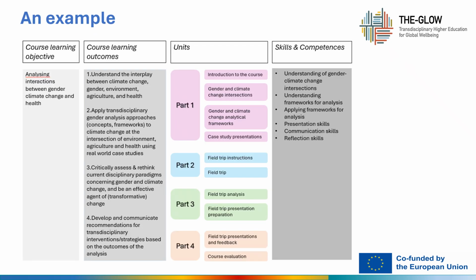This is an example of a flowchart. So on one hand, you can see the course learning objective and the course learning outcomes, as well as the units. So that's the breakdown of components within that course and the corresponding skills and competencies students are expected to develop through the process of the course.